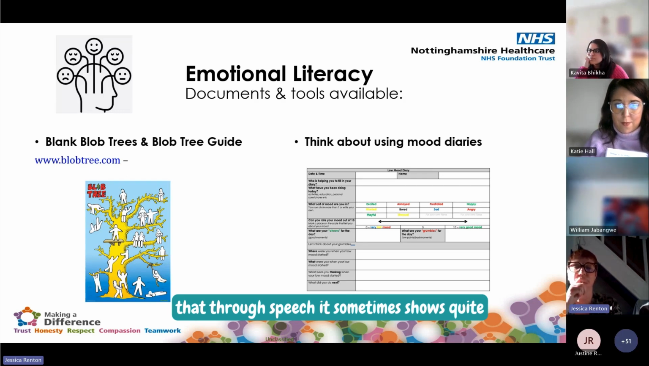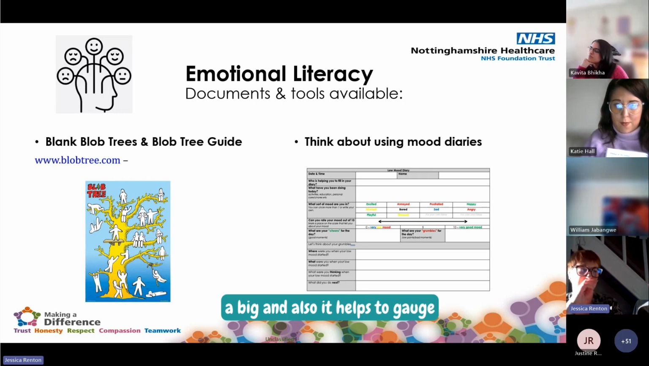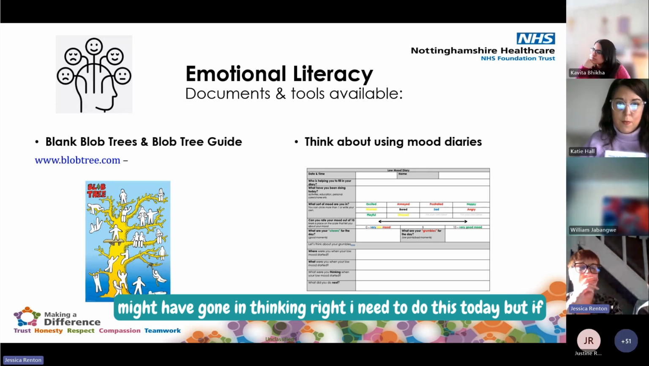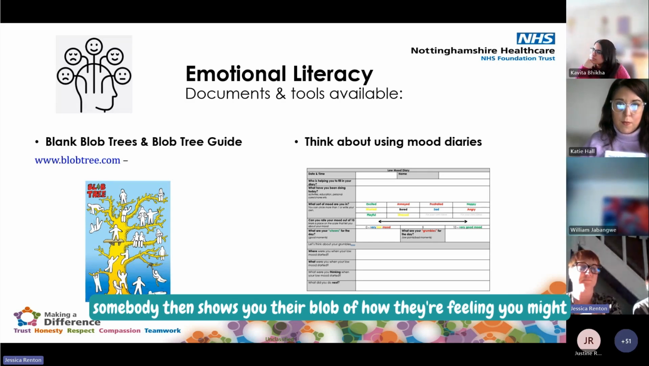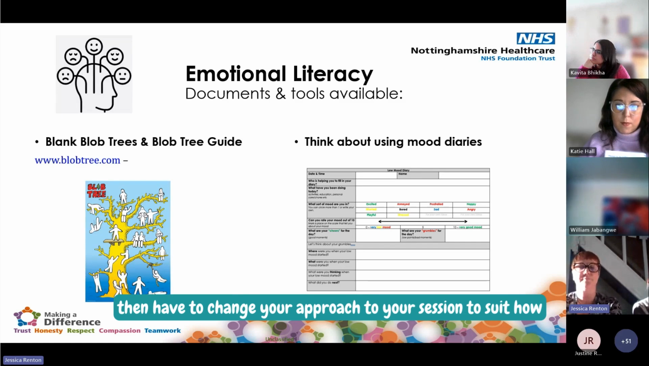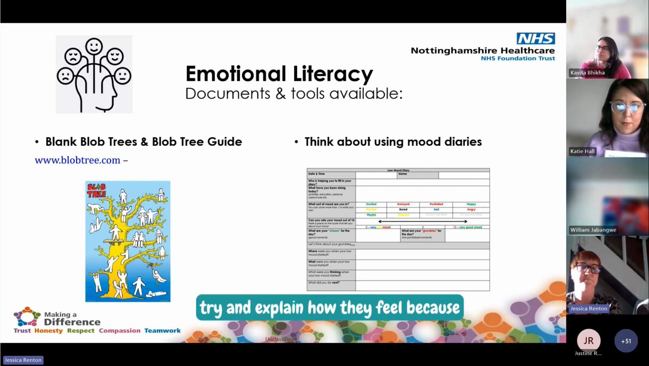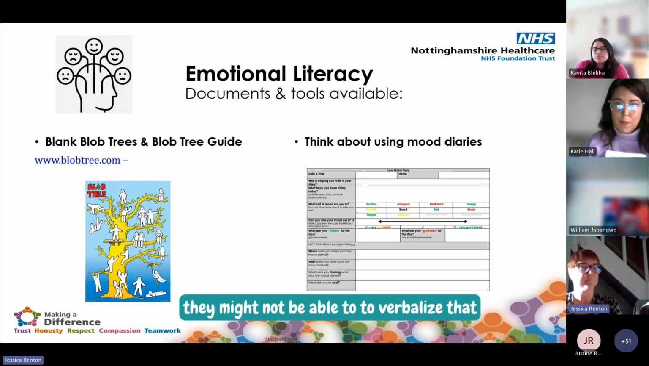It sometimes shows quite a big amount, and also it helps to gauge how your session might be. You might have gone in thinking, right, I need to do this today, but if somebody then shows you their blob of how they're feeling, you might then have to change your approach to your session to suit how they're feeling at the time, without them having to try and explain how they feel, because they might not be able to verbalize that.